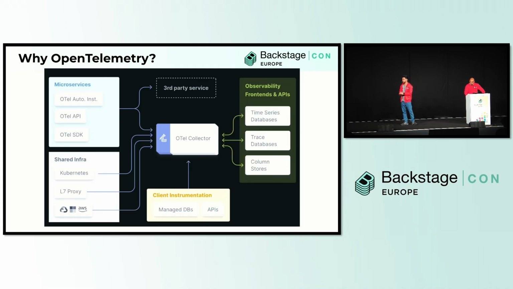In a nutshell, this is what the OpenTelemetry ecosystem looks like. You have SDKs, you have auto-instrumentation agents, and then you can integrate it with L7 proxies or L4 proxies like Envoy or Istio, where you can collect all the telemetry, send it to a collector, and then store it in some columnar or time series database. And then you can visualize it in a single pane of glass.